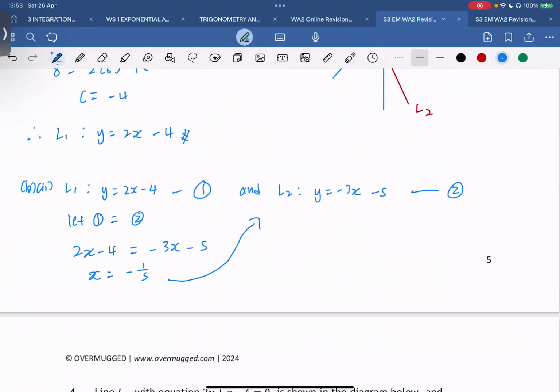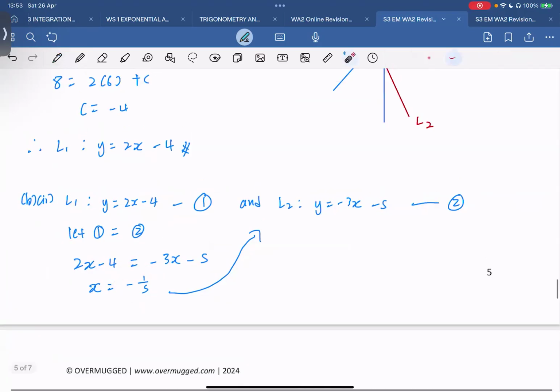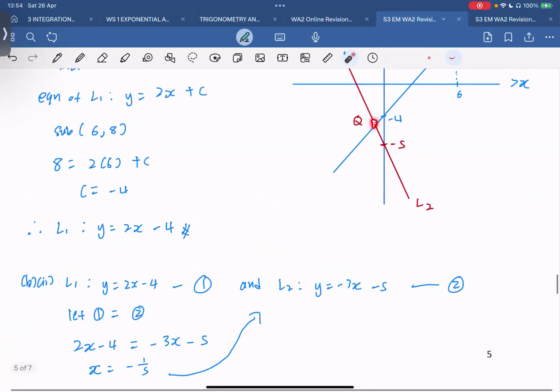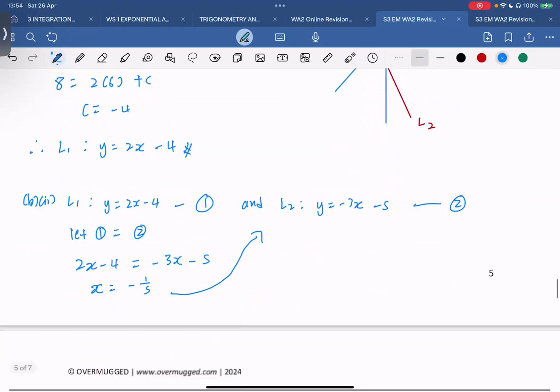Okay. So continue the working over here. Once we have the x coordinate of Q, to get the y coordinate of Q, we just sub into either equation L1 or L2 because Q lies on both lines. So sub into equation 1, we have y equals to 2 times negative 1/5 minus 4. So this will be negative 22 over 5.